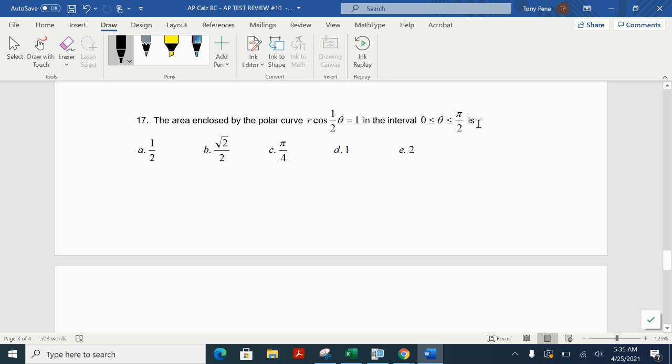It's because it's been hard to really test non-calculator ideas this year. So I just want to make sure we're understanding what this is asking. It says the area enclosed by this curve on the interval of 0 to pi over 2 is what? We don't need to know what it looks like. As soon as they tell us that we're finding the area of a polar curve, we know that we're setting up 1/2 the integral of r squared d theta.